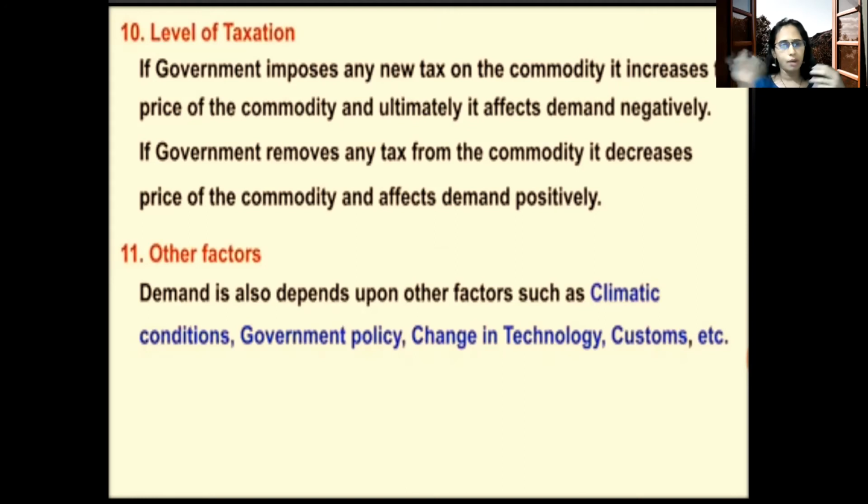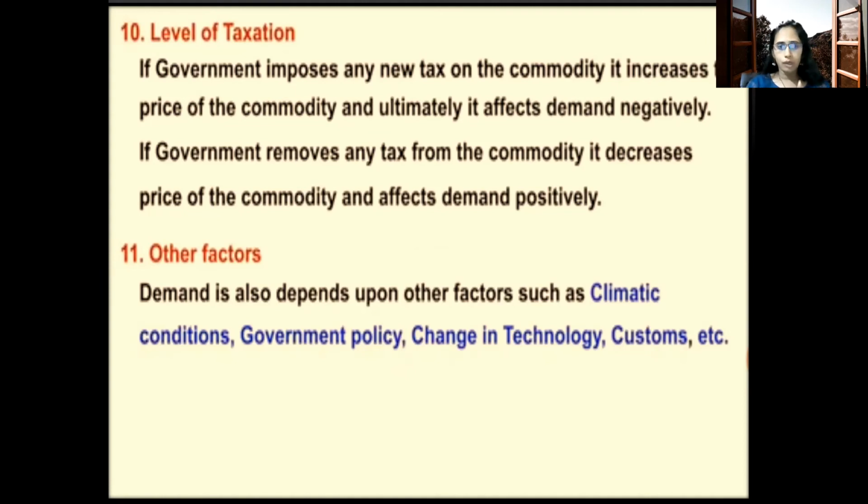And other factors are climatic conditions, government policy, customs. Customs means what? As per Hindu customs and traditions, we normally purchase new clothes during Diwali. Then we purchase diyas and all these things during that period. Then we have different caste, creed people, and according to their custom, for example, during marriage, the person who is getting married purchases new clothes for himself, irrespective of his financial condition. He will go and purchase according to his standard. So these factors also affect the demand of a commodity.